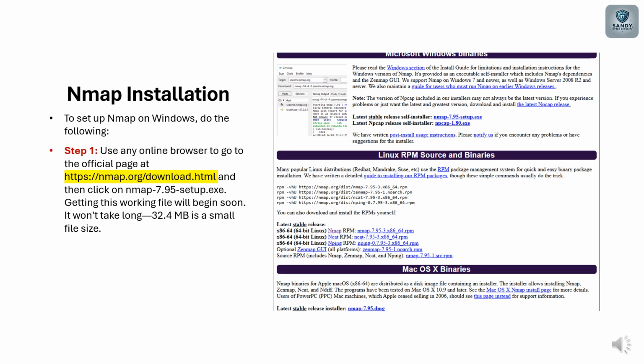How to install Nmap. To set up Nmap on Windows, do the following. Step 1. Use any online browser to go to the official page at https://nmap.org/download.html and then click on Nmap 7.95 setup.exe. Getting this working file will begin soon. It won't take long. 32.4 megabytes is a small file size.